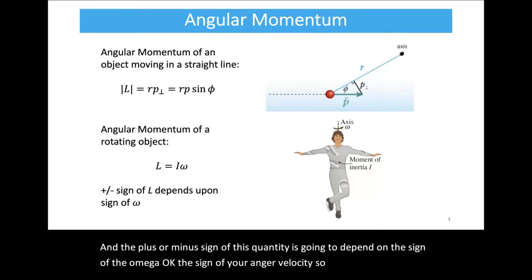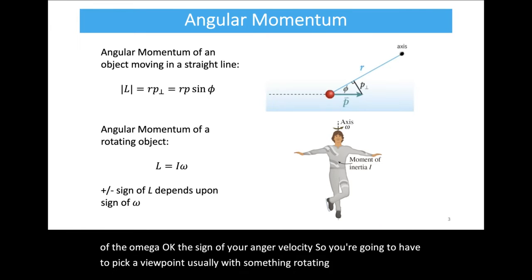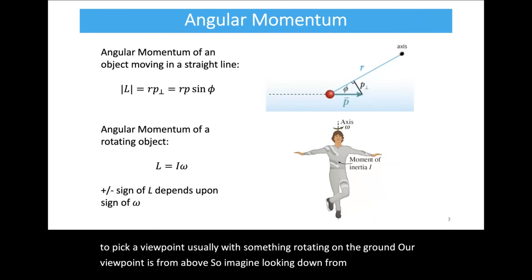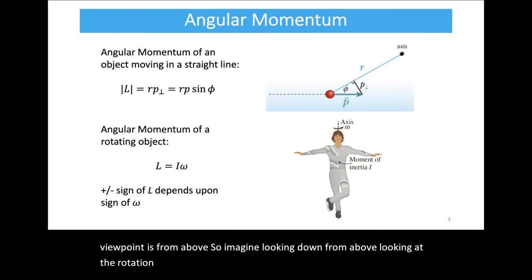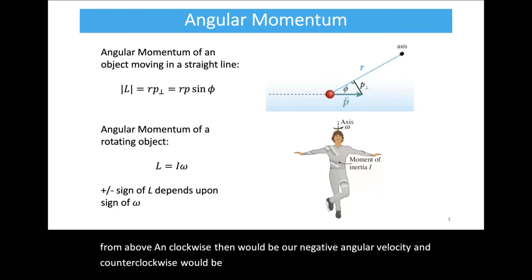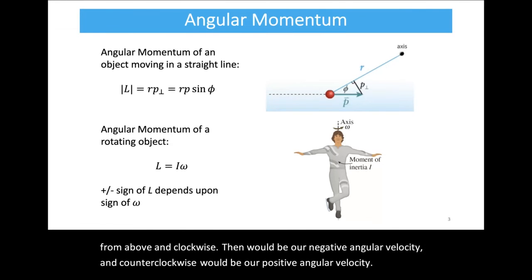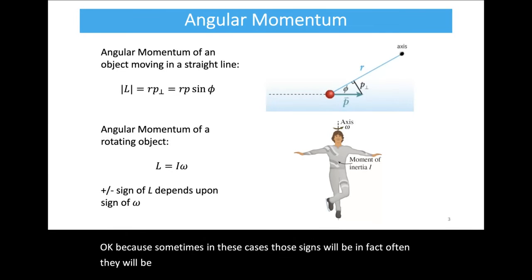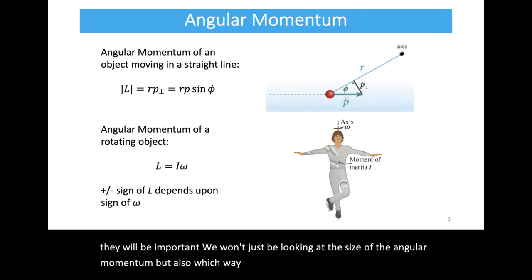So you're going to have to pick a viewpoint. Usually with something rotating on the ground, our viewpoint is from above. So you imagine looking down from above, looking at the rotation, determining whether it's clockwise or counterclockwise from above. And clockwise then would be our negative angular velocity, and counterclockwise would be our positive angular velocity. Okay, because often those signs will be important. We won't just be looking at the size of the angular momentum, but also which way the object is rotating.